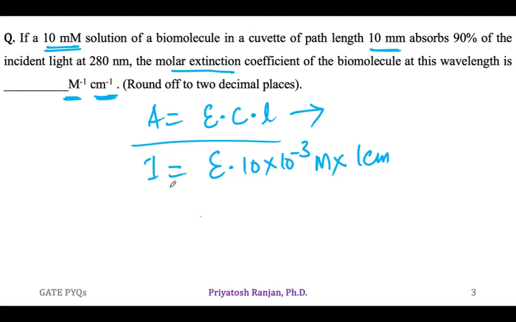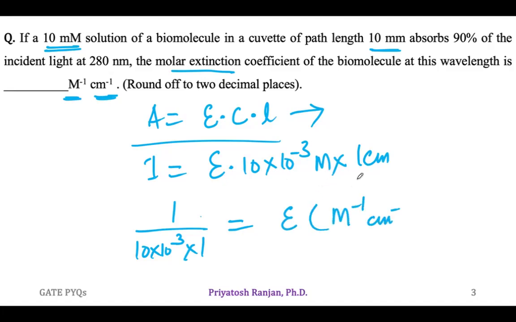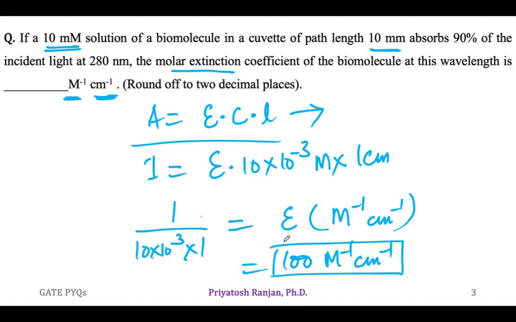So the final answer is going to be 1 by 10 into 10 raised to power minus 3 into 1 equal to epsilon in molar inverse, centimeter inverse, and this is going to be 100 molar inverse, centimeter inverse. I hope this answer is clear to each and every one of you.